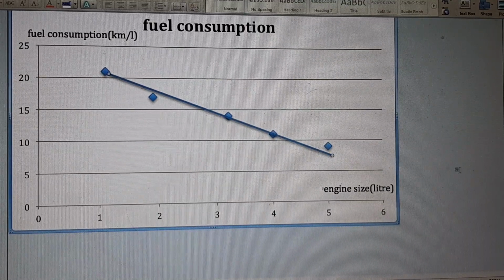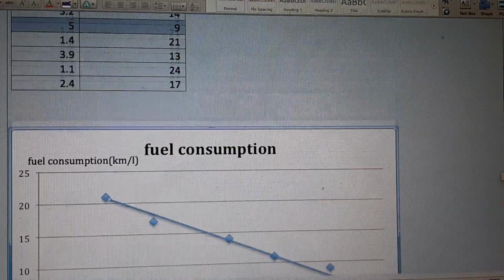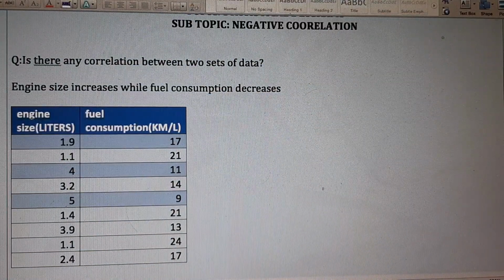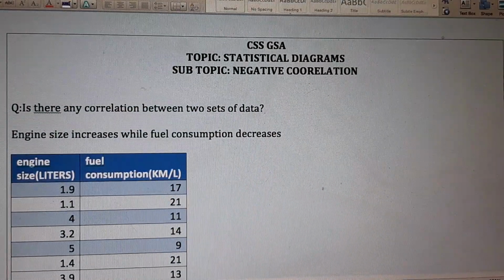So when one quantity increases, the other quantity decreases, so that is a negative correlation. So this is the concept of negative correlation.